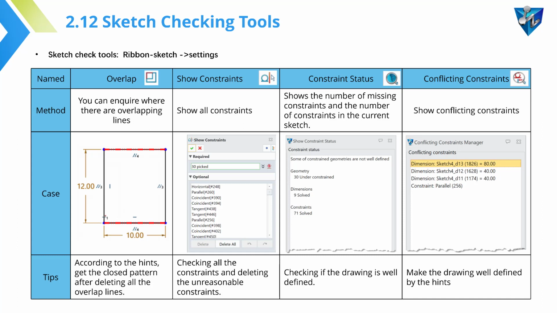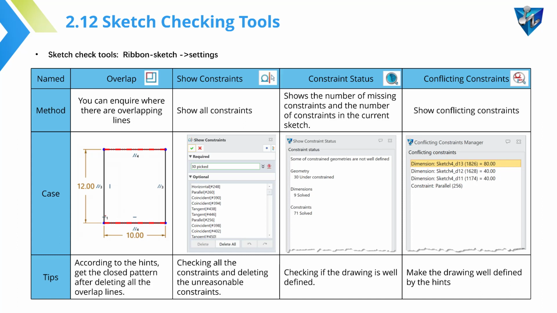In this part, I will introduce the sketch checking tools, which can also be found under the sketch ribbon. As you can see from this slide, we provide 4 different kinds of sketch checking tools. The first one is the overlap checking. With the overlap checking, you can check whether there are any overlapping lines on the sketch. When you find some overlap, you can delete the overlapping line. The second one is show constraints. With this tool, you can check all the constraints of the sketch, and you can use it to delete the unreasonable constraints.